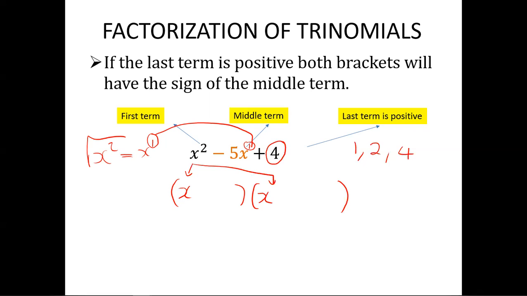Which factors are those? I'm going to highlight them. It is 1 and 4. When I add them, they're going to give me 5. But each bracket will take the sign of the middle term. And what is the sign of the middle term? It is this minus over there. And the factors of the last term, in this case, will just be 4 and 1. And that's how we factorize it. I hope you got that. Okay.